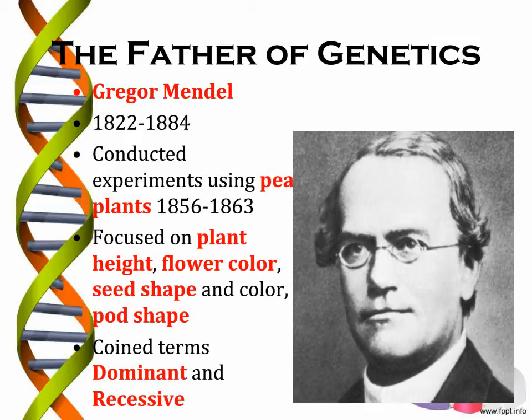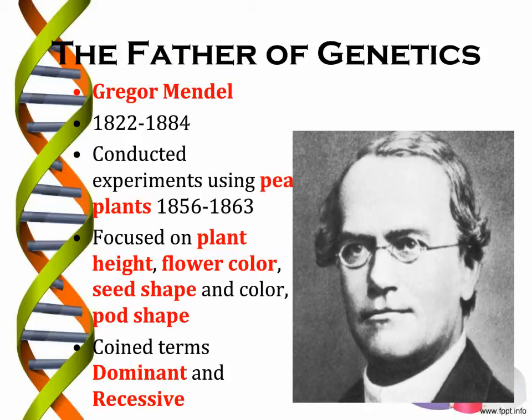Let's meet our new friend, Gregor Mendel. He was born in 1822 and died in 1884. He is the father of genetics. He conducted experimentation with pea plants in a monastery. He was actually a monk between 1856 and 1863. He focused on physical characteristics of pea plants. He looked at height, flower color, seed color, whether the seeds were wrinkled or smooth.